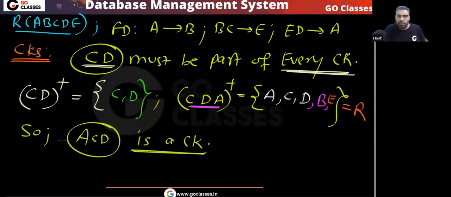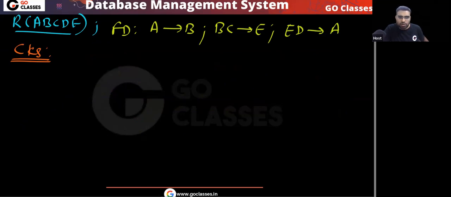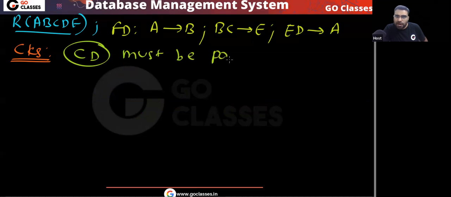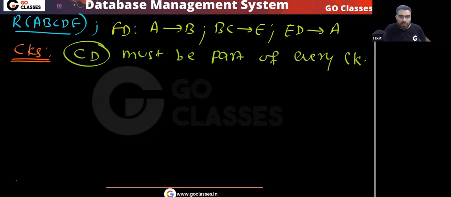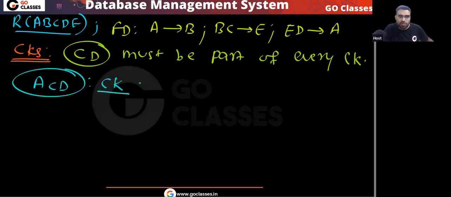Now what will I do? Now I will include B in this CD. Agree with me? So remember, CD must be part of every candidate key. Something interesting you notice here. See, ACD, you got that this is a candidate key, right? ACD is already a candidate key.